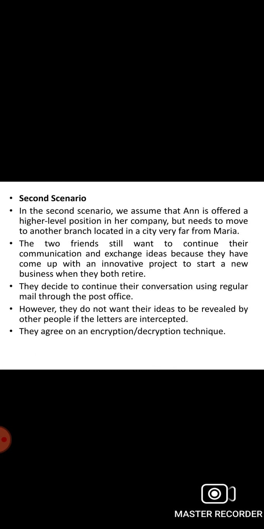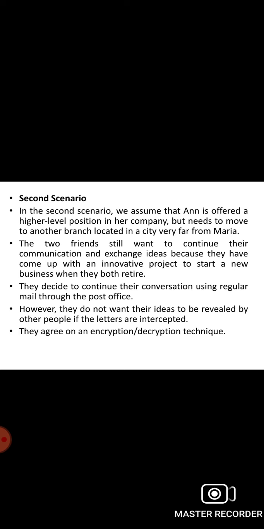In the second scenario, we assume that Anne is offered a high-level position in her company but needs to move to another branch located in a city very far from Maria. The two friends still want to continue their communication and exchange ideas because they have come up with an innovative project to start a new business when they both retire. They decide to continue their conversation using regular mail through the post office.